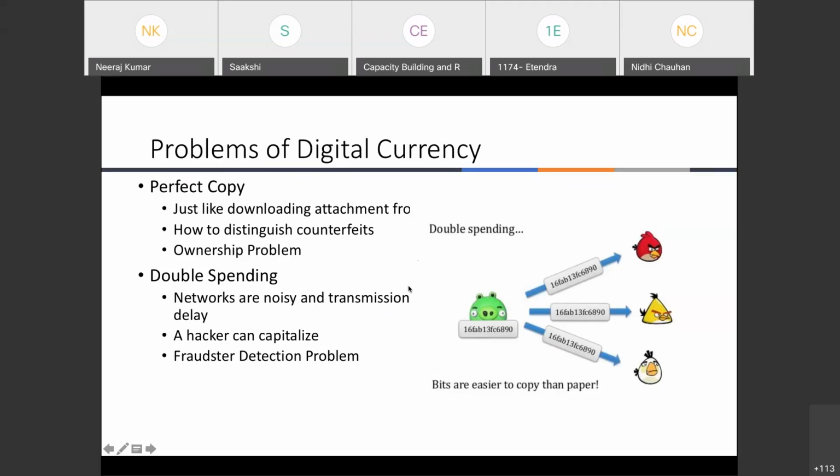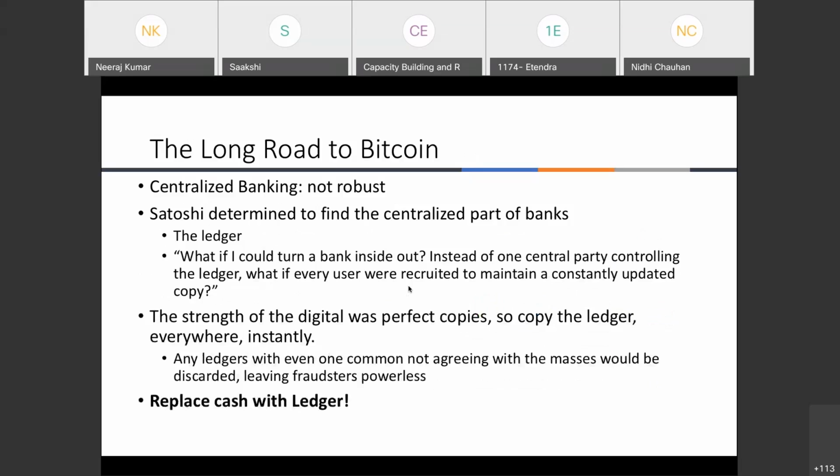In the digital era where we are living nowadays, obviously digital currency is the need of the hour, but on the other side it may have some other problems that we need to take care of with respect to the generation of blockchain networks. So there was a long road to Bitcoin.